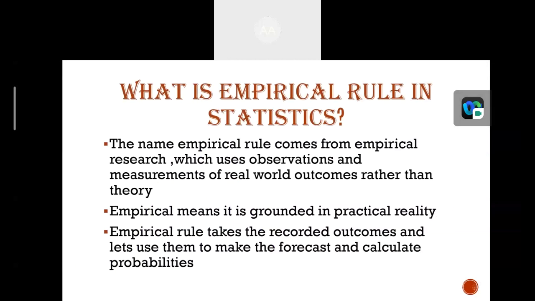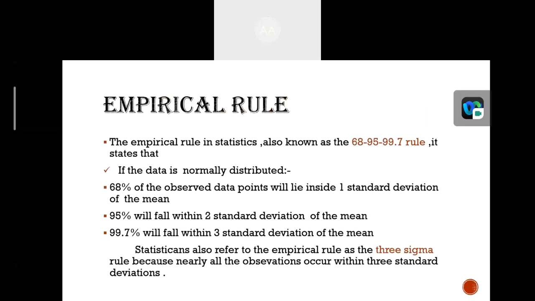Next slide, we could see what is an empirical rule in statistics. The word empirical comes from empirical research. Empirical research basically deals with the observations and measurements of real world outcomes rather than theory. Empirical research is mostly based on practical aspects and not theories. Empirical means it is grounded in practical reality. The empirical rule takes the recorded outcomes and uses them for forecasting our data and to calculate our probability.